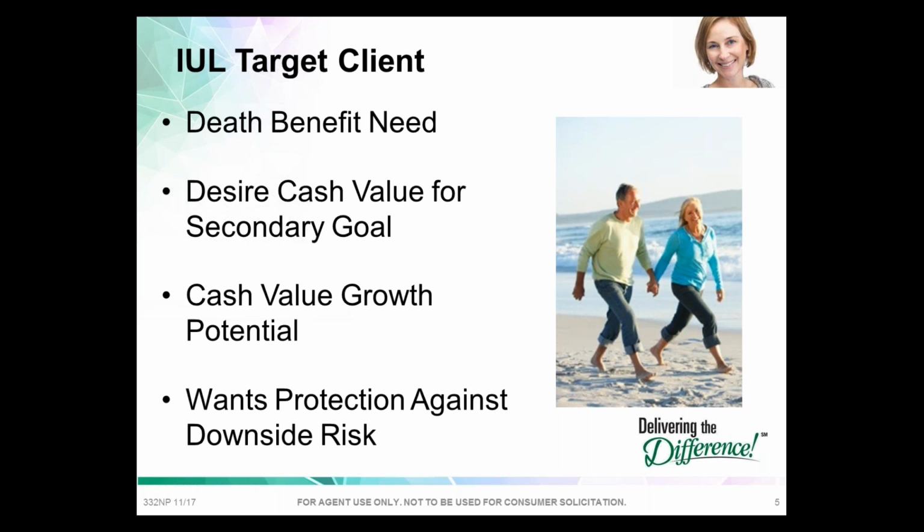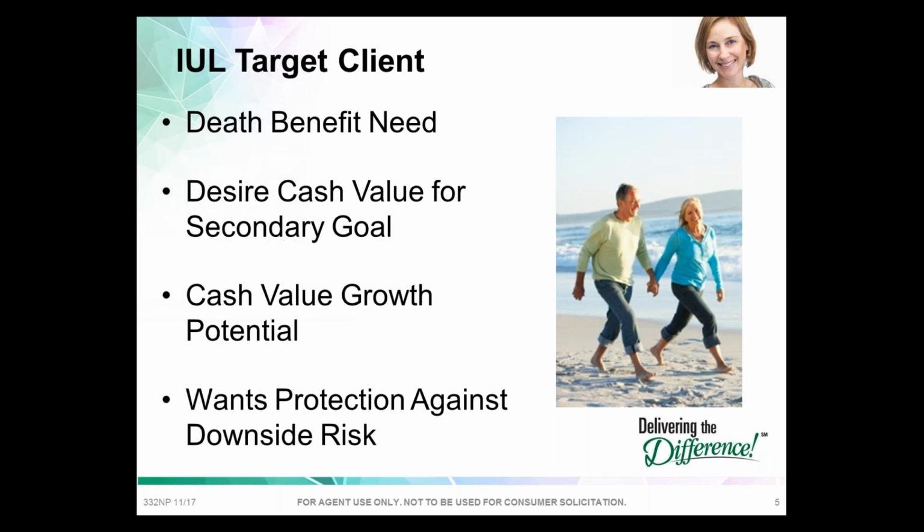So then the next focus we have is a secondary desire for cash value growth. I mean, if it's just pure death benefit, you could look at a GUL or term, but they're also looking for some cash value growth and access to cash value. And then we need someone who wants the idea of protection against downside risk, because there are all sorts of vehicles that can accumulate cash value. We're looking for someone who values and appreciates what indexed universal life can bring to the table.